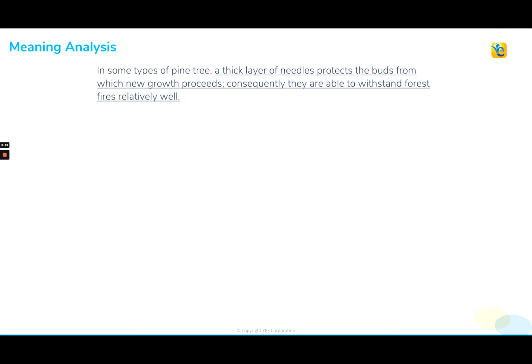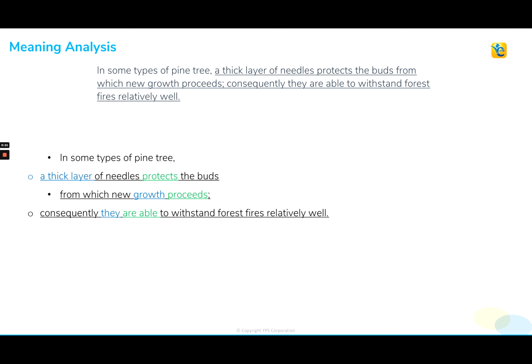Utilizing the sentence structure, we're going to start our meaning analysis by extracting the meaning. As we begin reading, we see in some types of pine tree, so we know we're dealing with a type of pine tree. We keep reading and find out what's going on with this type of pine tree. We read a thick layer of needles protects the buds. So immediately I get this picture of this really thick layer made of these needles, and these needles protect these buds, kind of surrounding these buds.